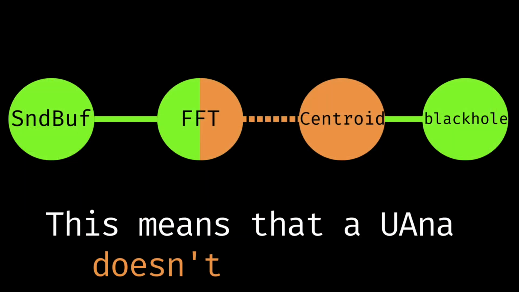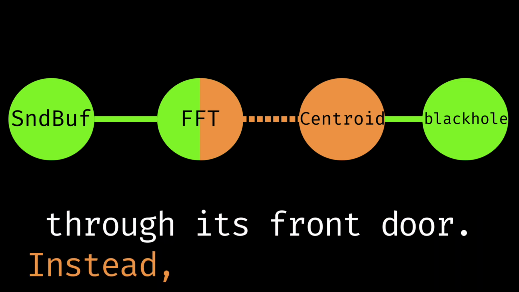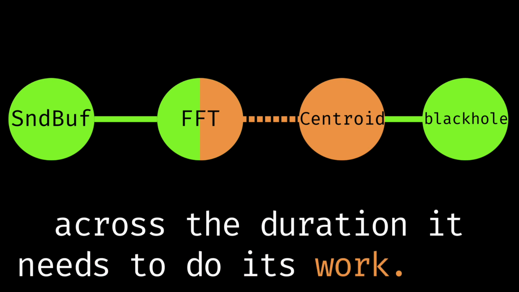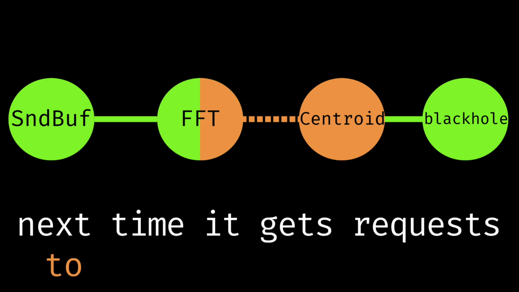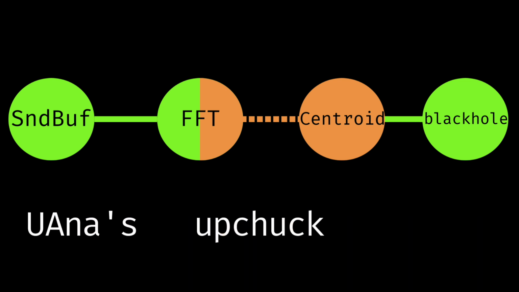This means that a Ugen doesn't just start emitting analysis as soon as any sample comes through its front door. Instead, you tell it when to do its analysis, and then it will reach back across the duration it needs to do its work. Then it will hold the results of its analysis until the next time it gets a request to do another analysis. To tell a Ugen to do its analysis, you call that Ugen's upchuck method.